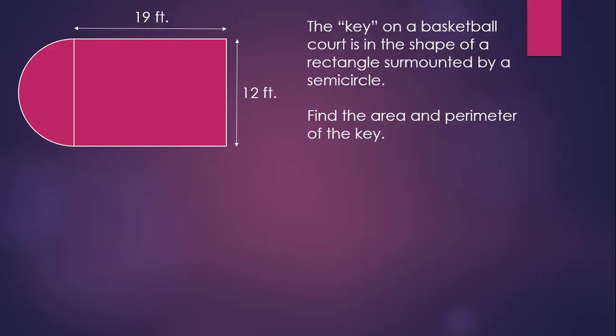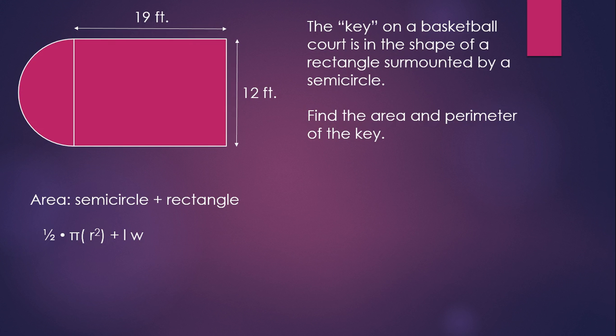The key on a basketball court is in the shape of a rectangle surmounted by a semicircle. Find the area and the perimeter of the key. For the area, we'll need the area of the semicircle plus the area of the rectangle. Now the semicircle has a diameter that's 12 feet. So the semicircle's radius would be 6 feet.